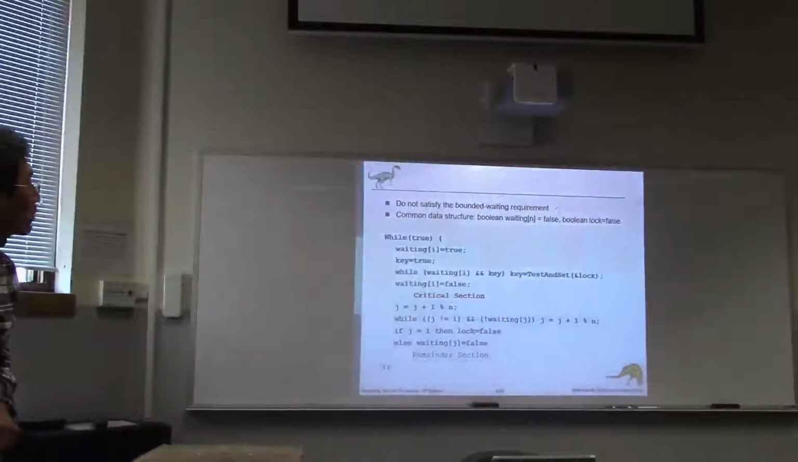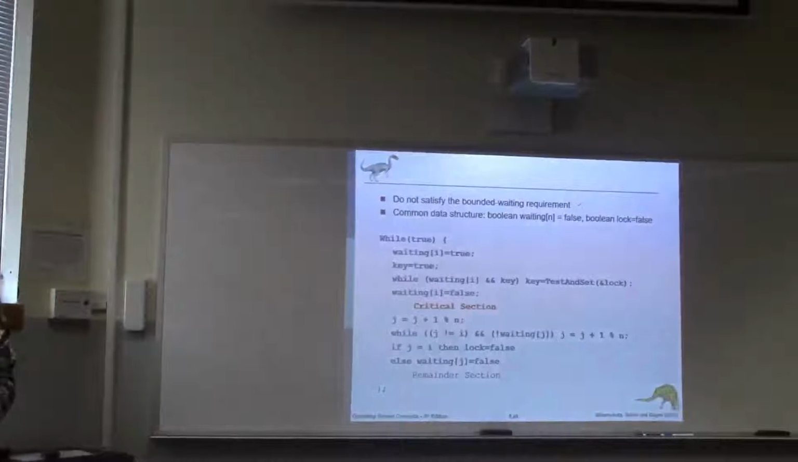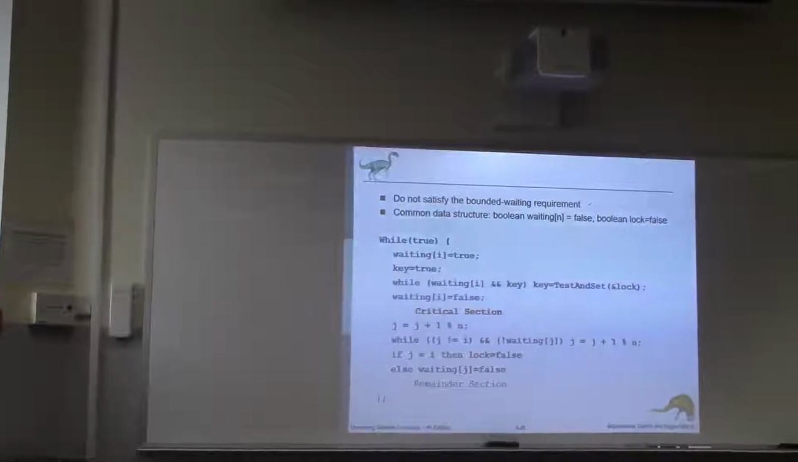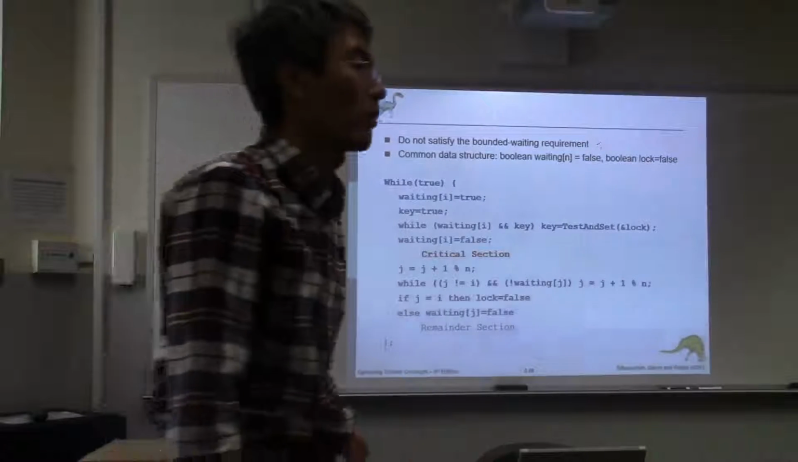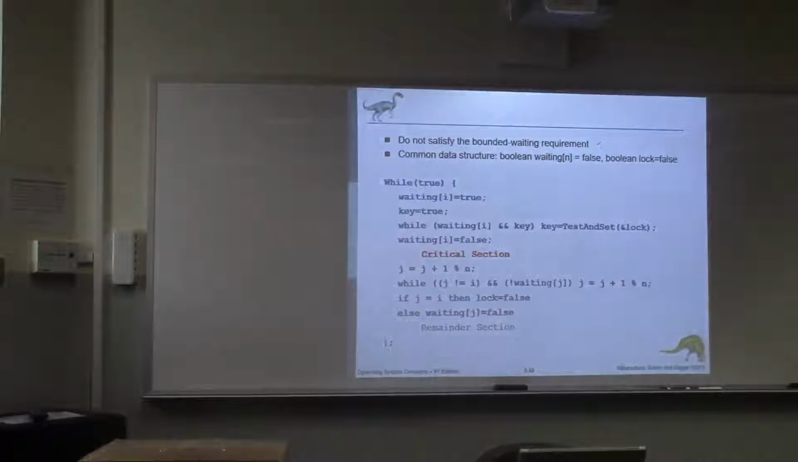Okay, so last time we talked about several solutions of the synchronization problem. There are three requirements to make a better quality solution to the synchronization problem. First one is the mutual exclusion. Definitely, we want only one process to be able to access the critical section.